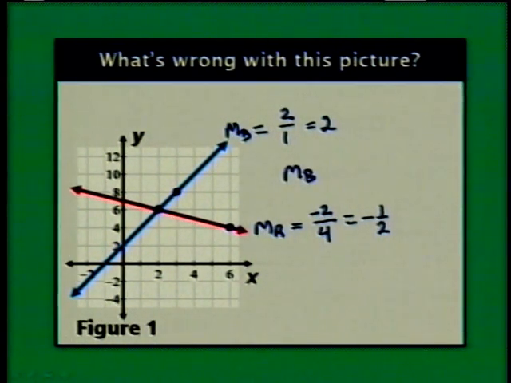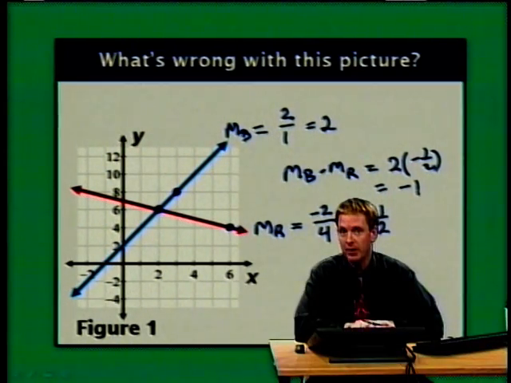Let's check out the product of these two slopes. The slope of the blue line multiplied by the slope of the red line is 2 multiplied by -1/2, which is -1. Holy smokes, these lines are perpendicular. They sure don't look perpendicular. What's wrong with the picture? Well, in one sense, there's nothing wrong with the picture, except that we're creating an illusion where two lines that should be perpendicular don't appear perpendicular.